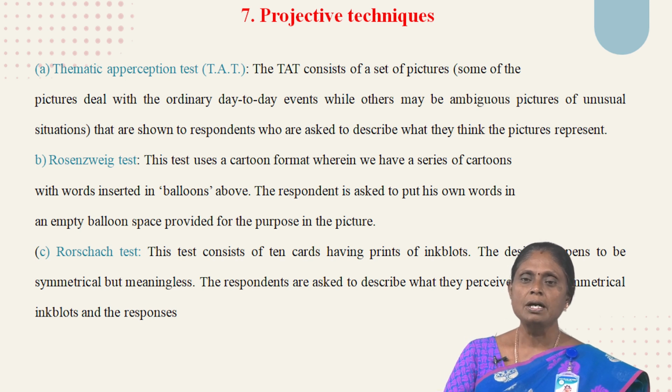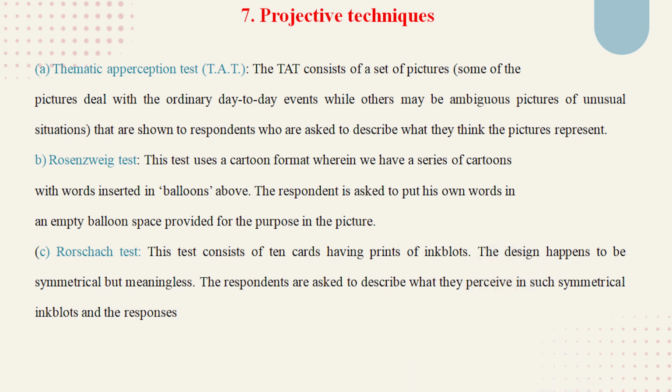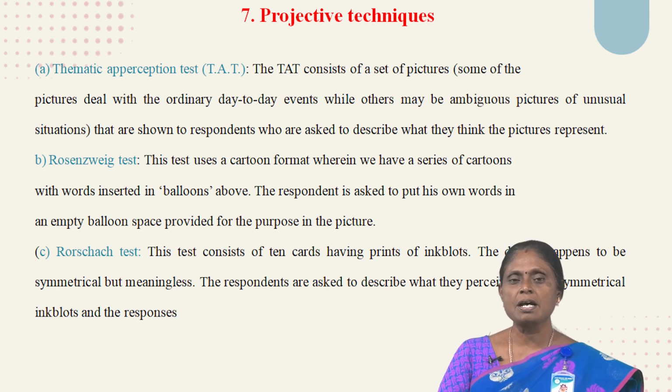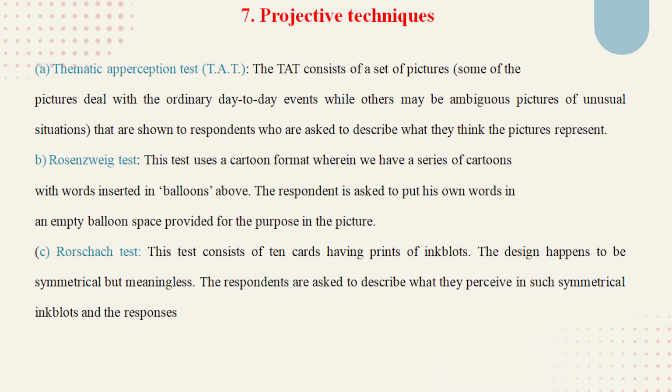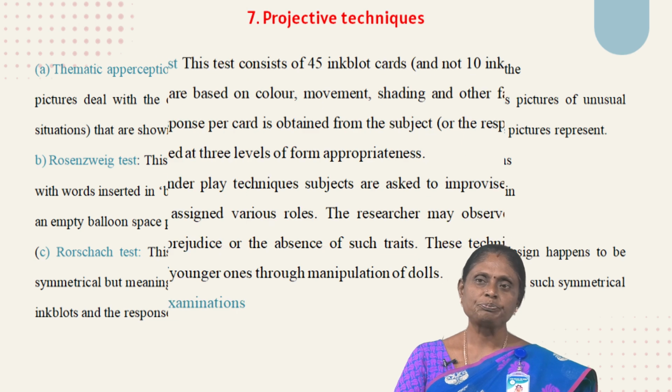Next, the Rorschach method. This method consists of 10 cards having prints of ink plots. The design happens to be symmetrical but meaningless. The respondents are asked to describe what they perceive in such symmetrical ink plots, and the responses are interpreted.